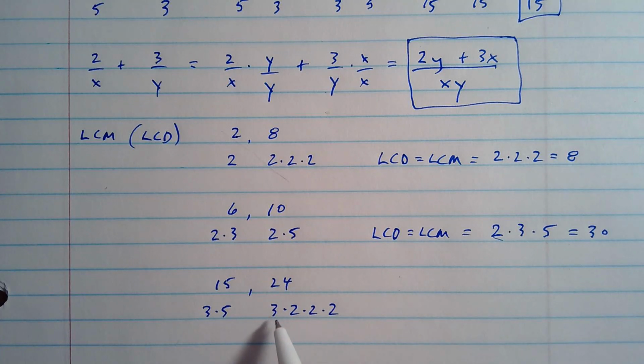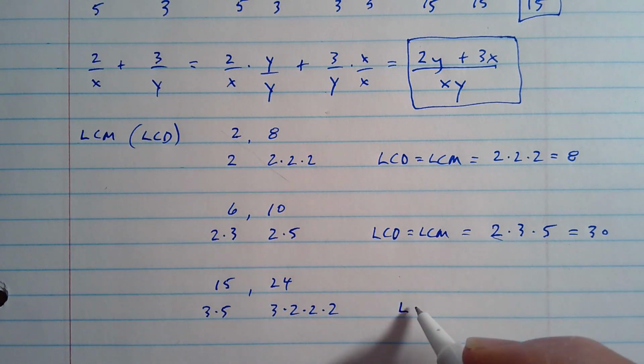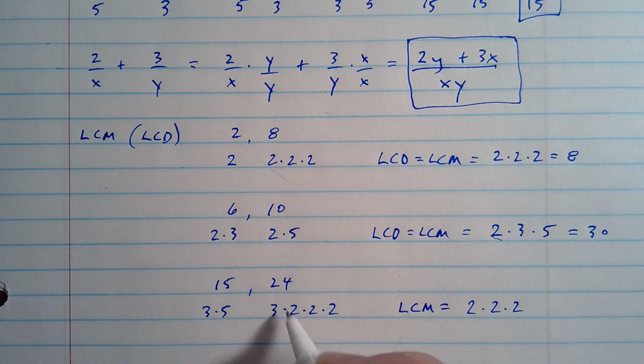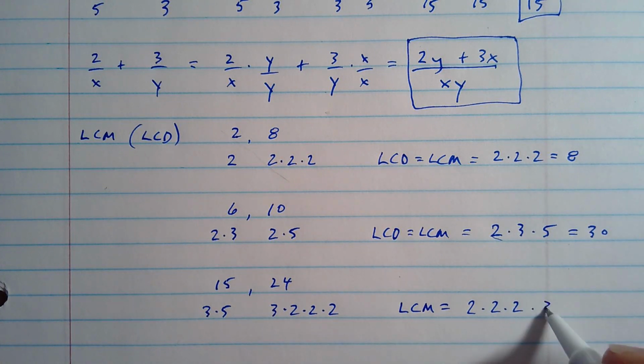So the prime factorization of 24 is 3 times 2, which is 6, times 2, which is 12, times 2, which is 24. And now I'm going to make my LCM or LCD out of these. And this one now I'm going to need all 3 2's. That's part of my 24 and the 3.